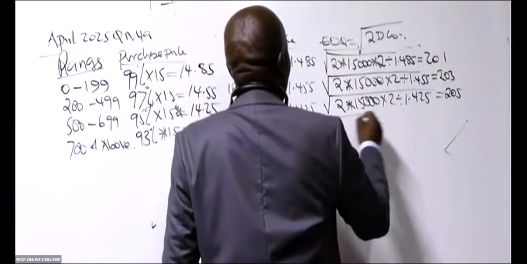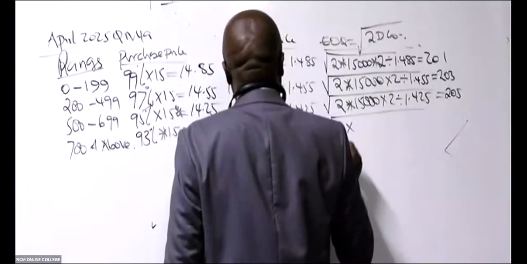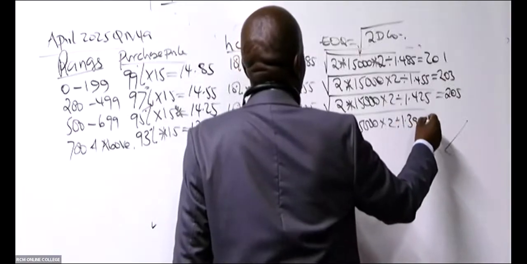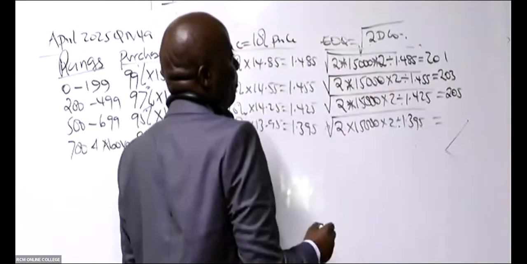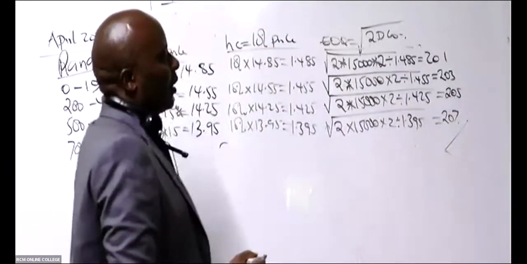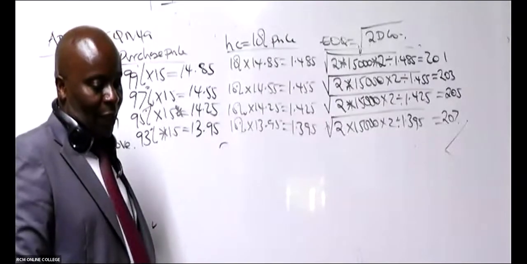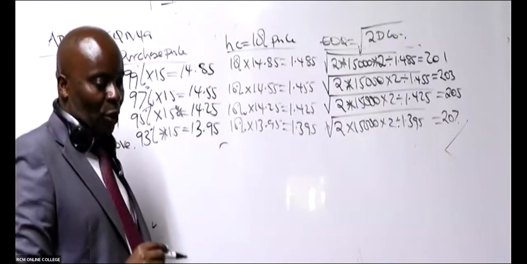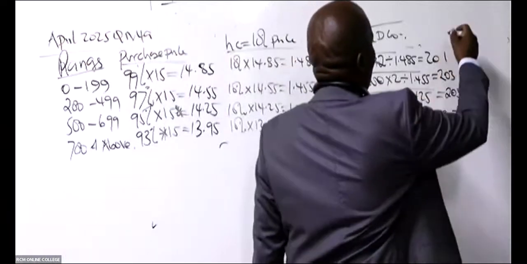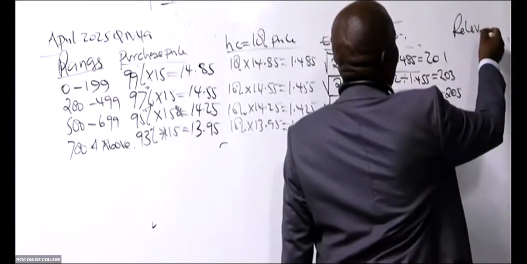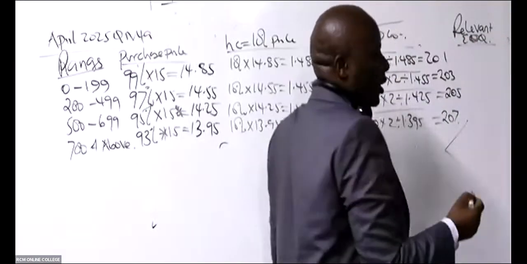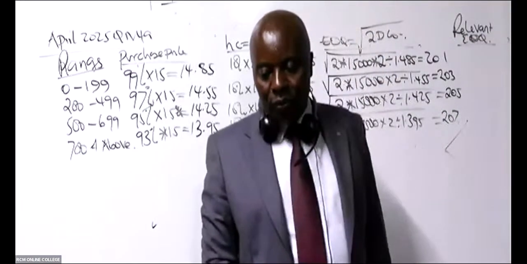The last one, square root of 2 times 15,000 times 2 divided by 1.395. So what figure are we able to get here? 207. Great. Then get ahead and give us the very last column for this table 1. Give us what we call the relevant EOQ, for each class.